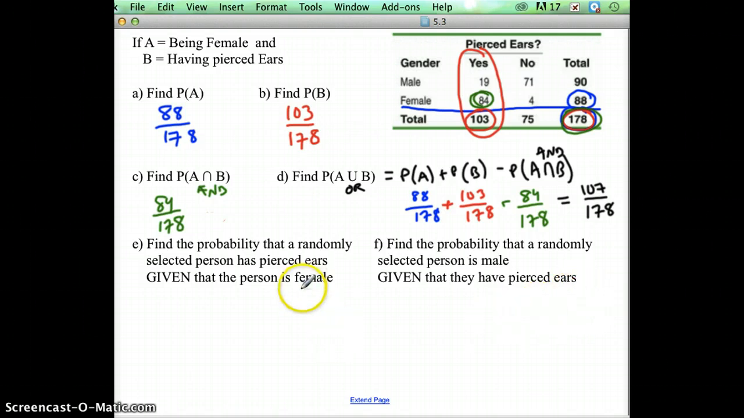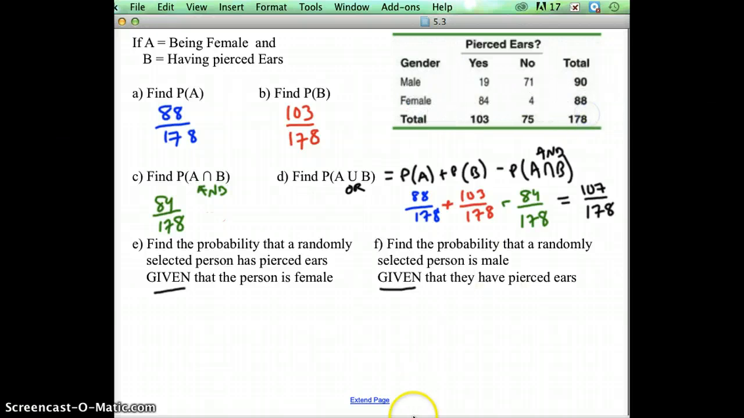All right, now these next two problems are newer. You see the word given? That is going to change things. I'm going to erase all this stuff we did up here. Find the probability that a randomly selected person has pierced ears given that the person is female. So we need to only look at the females because it's given that the person is female.